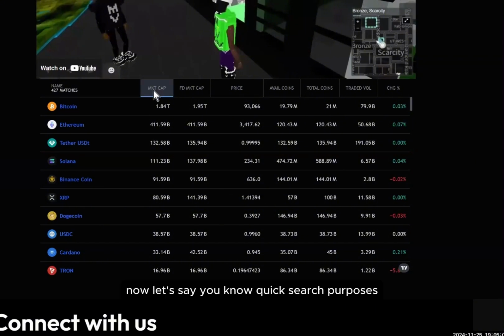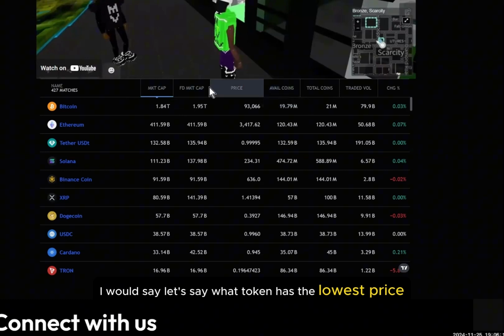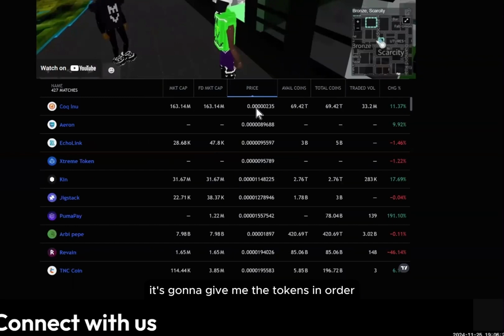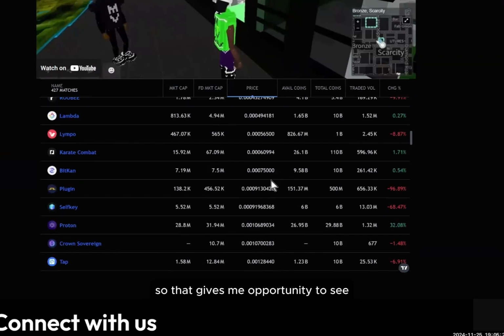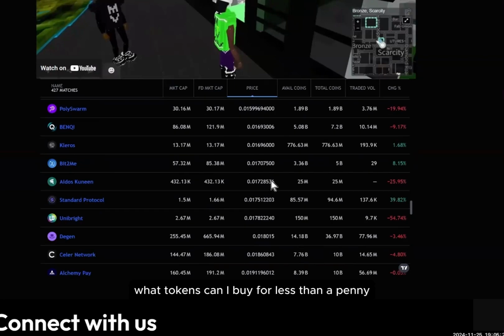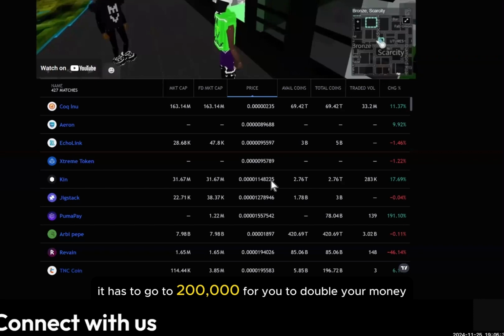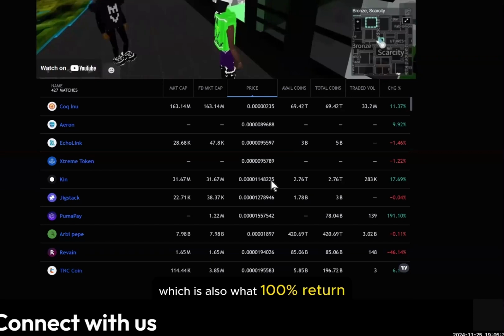Let's say, for quick search purposes, I want to see what token has the lowest price. I'm going to flip it upside down, right? What that's going to do is give me the tokens in order from the lowest up to the highest. So that gives me the opportunity to see what tokens I can buy for less than a penny. Because remember, if Bitcoin is at 100,000, it has to go to 200,000 for you to double your money, which is a 100% return. But you can make a lot more money off of tokens that are a lot cheaper.